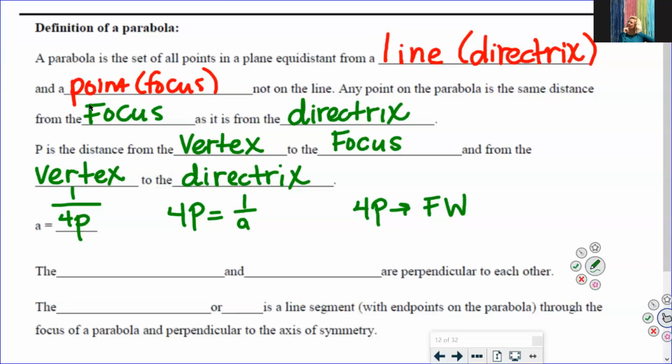Should we write out what focal width is? Or are y'all gonna remember that? We'll just write it out because I already started writing it out. Okay, so here's the deal. The blank and blank are perpendicular to each other. What was that? Do you remember? Yes. Y'all, let's just write AOS for axis of symmetry, and the directrix are perpendicular.